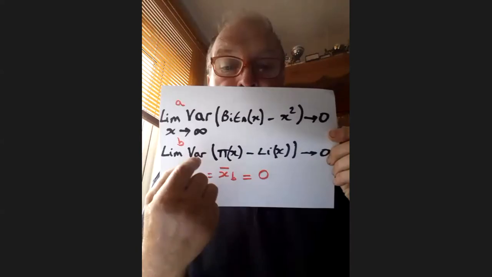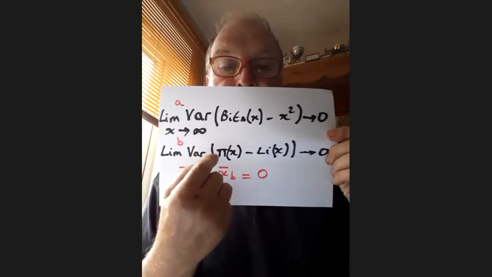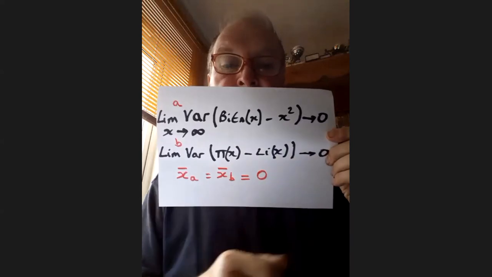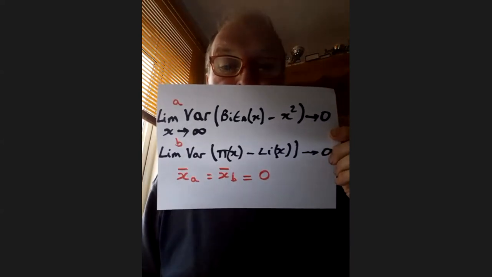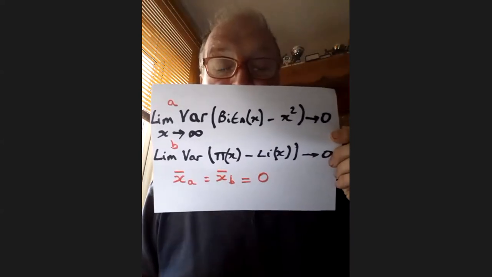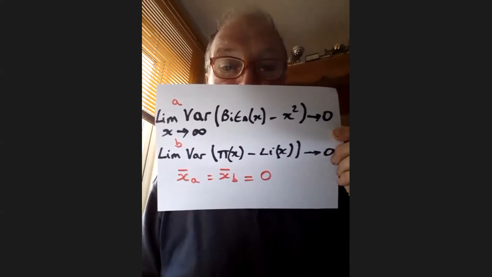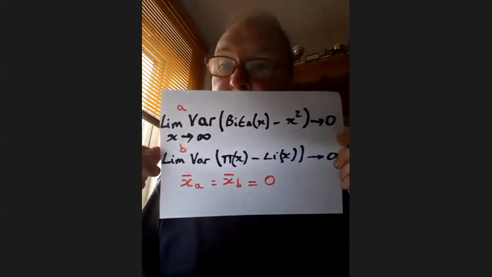So the variance of the difference between pi x and li x tends to zero. That's an infinitely tighter bound than the bound proven by von Koch in 1901. And so there you have it. That's it, I'm afraid. Sydney.